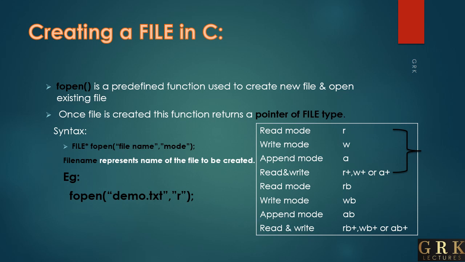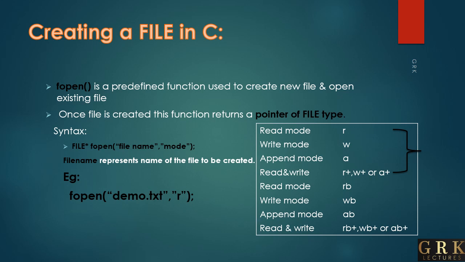So this is a simple example of the fopen function. In the first parameter I am writing the file name demo.txt, which means I'm trying to create a file. The file name is demo, and the extension .txt means this is a normal text file. Once it has been created, I'm trying to open it in the read mode. That's why here I have used r. r represents read.